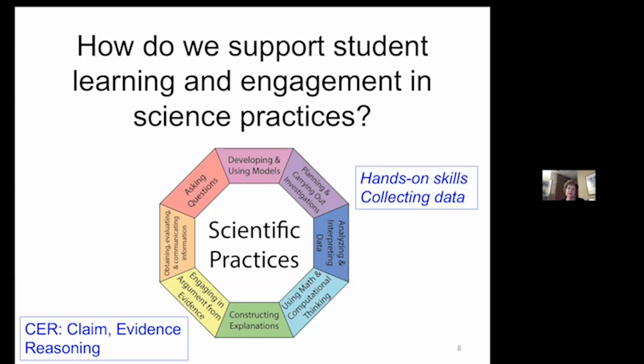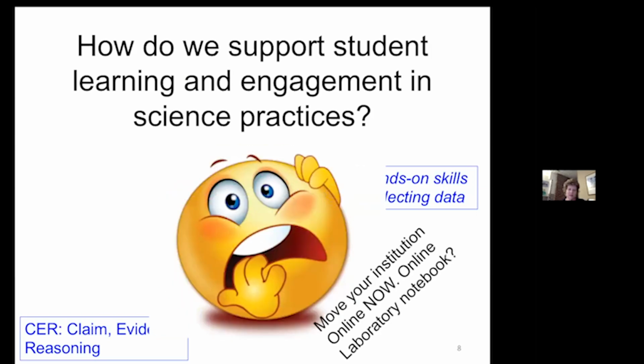I'm also going to talk about something called claim evidence reasoning, which, if you're not in chemistry, gets called CER a lot. It has to do with driving students towards the ability to develop an evidence-based argument, so constructing explanations and engaging in argument from evidence, which is something that we hope every scientist can do.